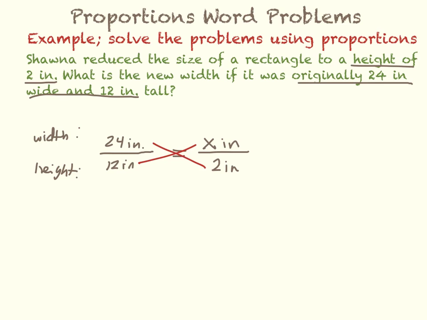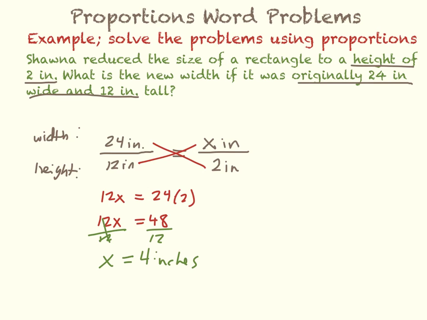So I'm going to cross multiply. So I have 12x equals 24 times 2, which would be 12x equals 48. Then I divide by 12. So x equals 4 inches. So the new width is 4. And that is your final answer.